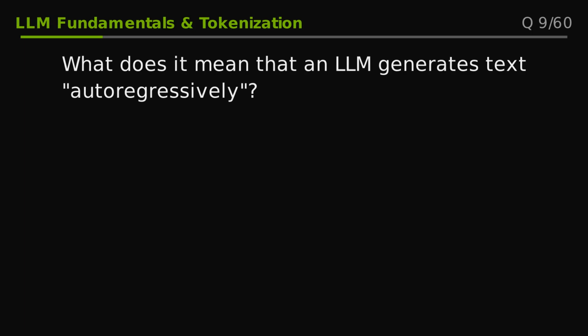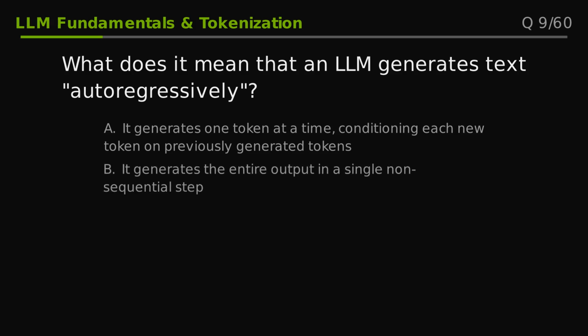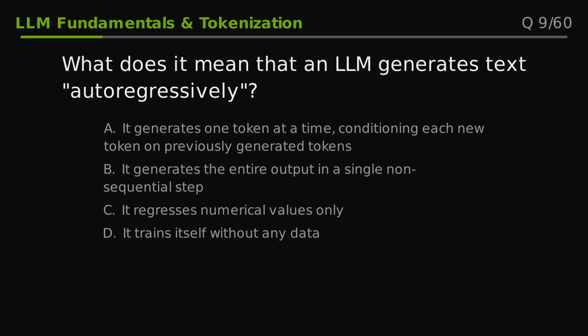Question 9. What does it mean that an LLM generates text autoregressively? Option A. It generates one token at a time, conditioning each new token on previously generated tokens. Option B. It generates the entire output in a single non-sequential step. Option C. It regresses numerical values only. Option D. It trains itself without any data.